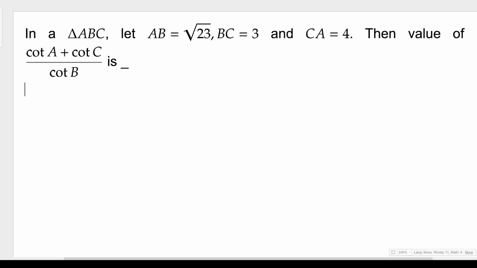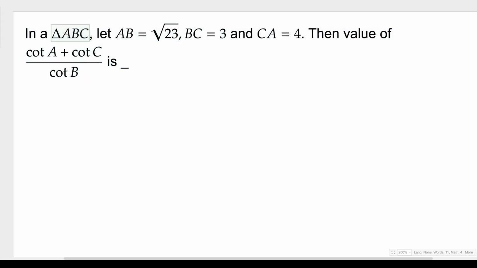Consider this given problem statement. It says that in the triangle ABC, the length of AB is given as square root of 23. Then the length of BC is given as 3. Since the unit is not given, we'll assume the standard unit of length. And the length of AC is given as 4 units.